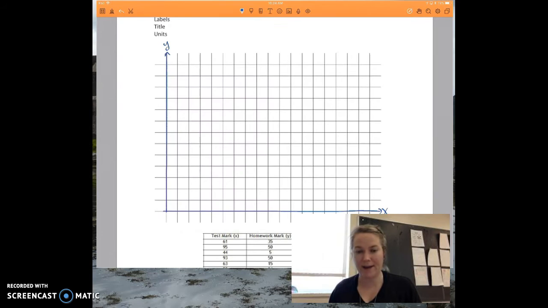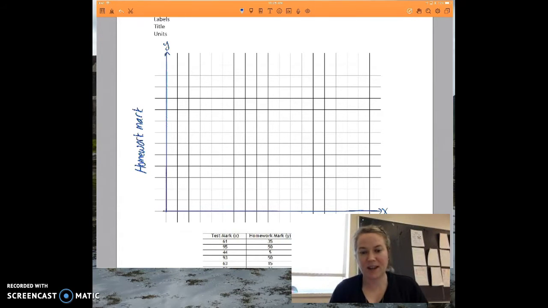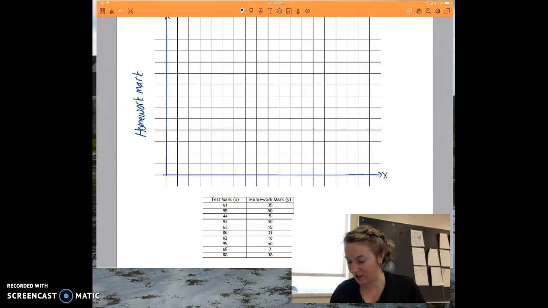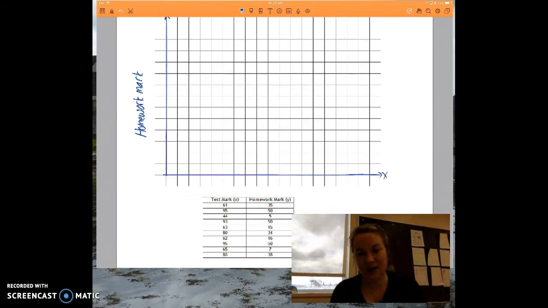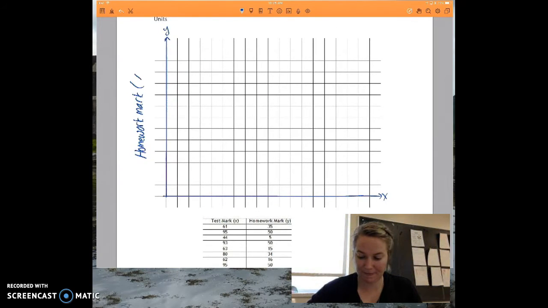So on the y-axis, it says homework mark. So I'm going to write that here. Homework mark. And if we look at that, we have a bunch of different data. It looks like the highest mark on there is 50. So we can say that that was out of 50. Okay, so you see it says homework mark out of 50. That means we know what that was out of.